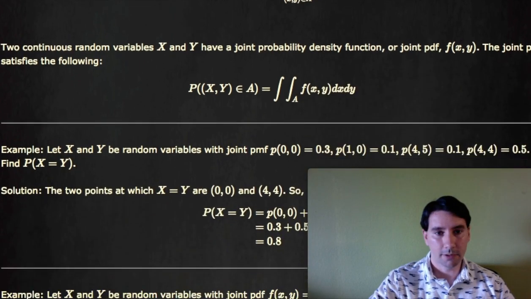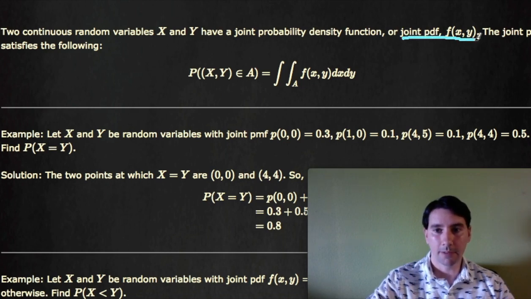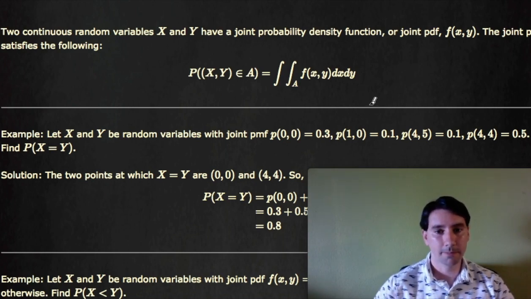And similarly for two continuous random variables, each having their own probability density function, the random variables have a joint probability density function, or joint PDF, f of xy. And the joint PDF satisfies that the probability that the pair of points x, y is in a set A is the double integral over A of f of xy dx dy, or it could be dy dx depending on how you set up the integrals.